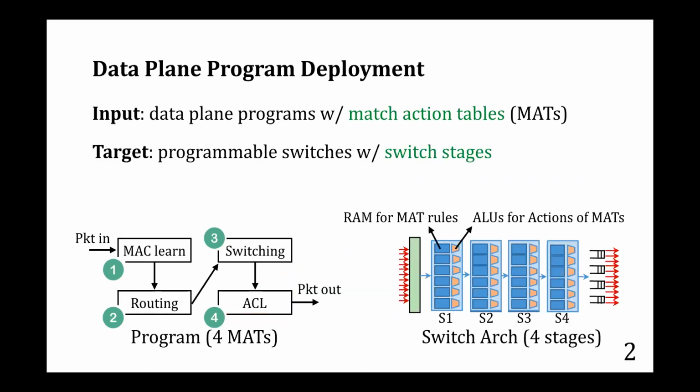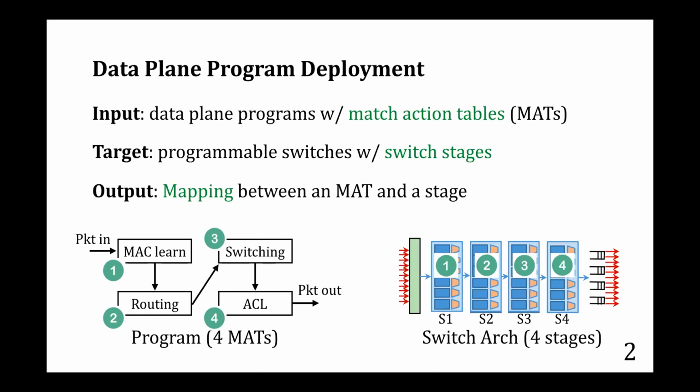After receiving data plane programs, the deployment aims to install these programs on programmable switches. Each programmable switch has a pipeline of switch stages for packet processing. Each switch stage offers 2 types of switch resources to support program deployment. First, it offers a region of SRAM and TCAM memory used to store MAT rules. Second, it offers several ALUs to execute the actions of MATs.